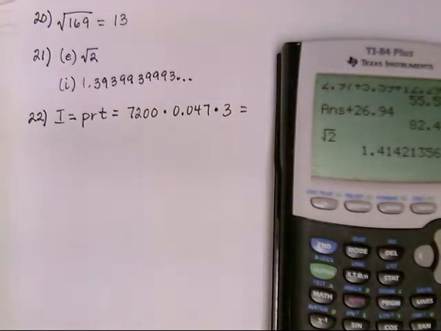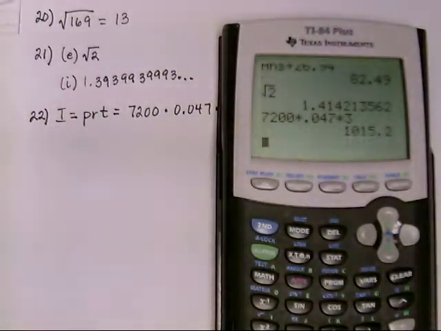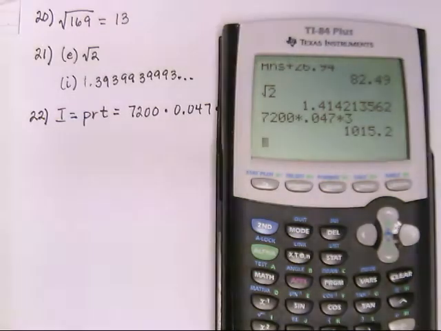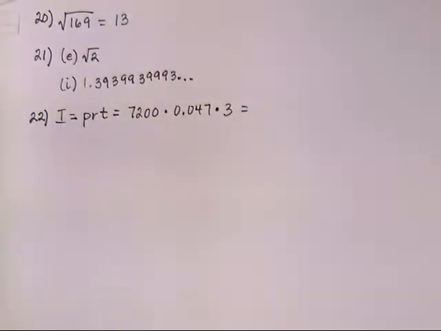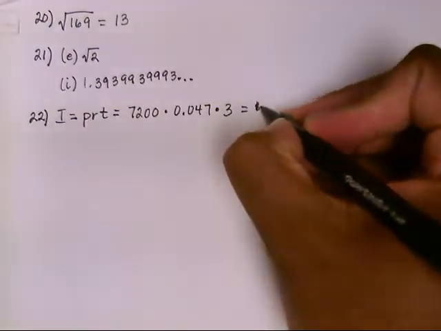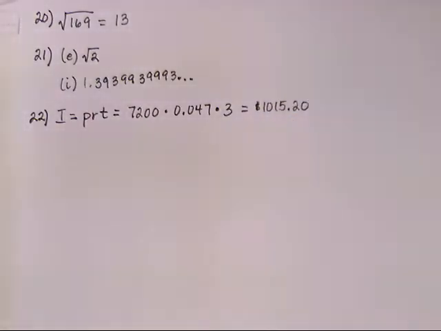So simply we just multiply 7,200 by 0.047 by 3. And then hit enter. Now since we're dealing with dollar amounts, I'll add a 0 behind that too. So it'll be $1,015.20. Okay, so that's number 22.